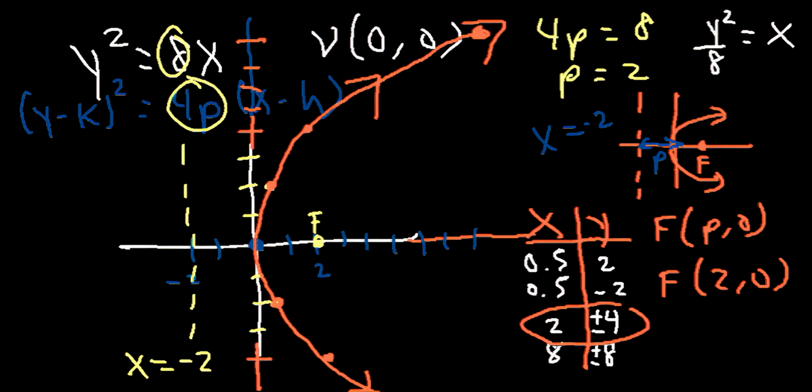So if you want to get a very accurate graph, if that's important, make a table and plot some points. If you just want a rough sketch, you just need to know what the direction is. Because if your test is multiple choice, you don't need a table. You can pick the right ones and eliminate the wrong ones.